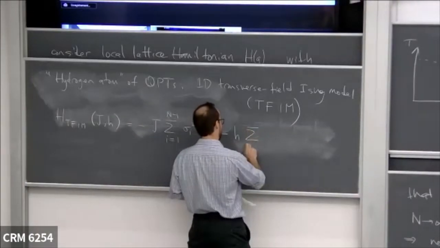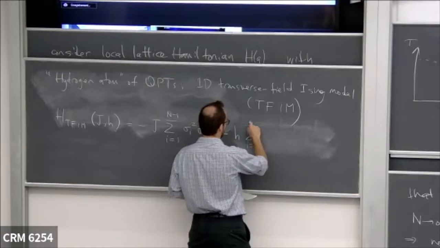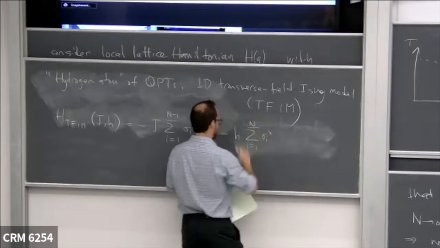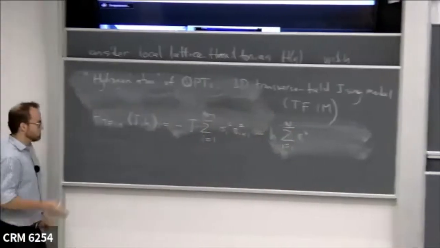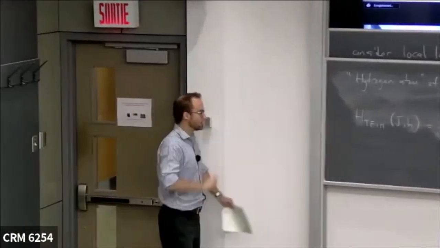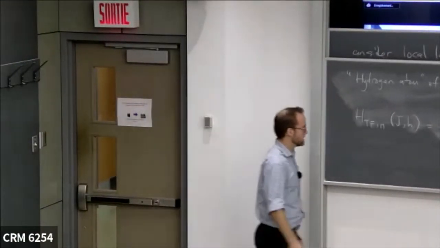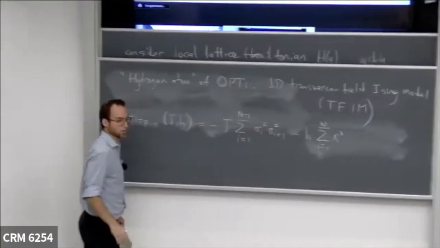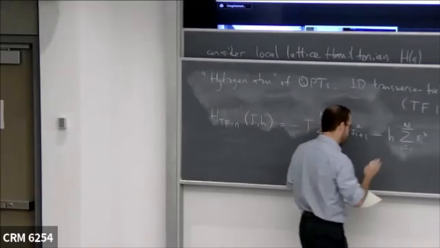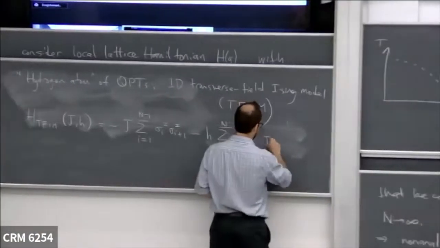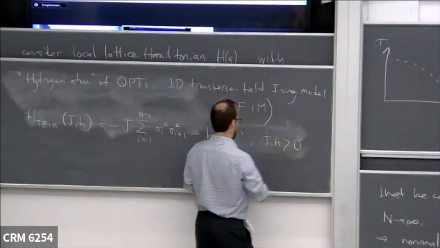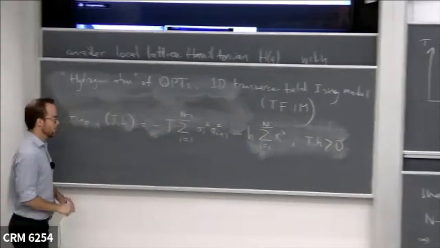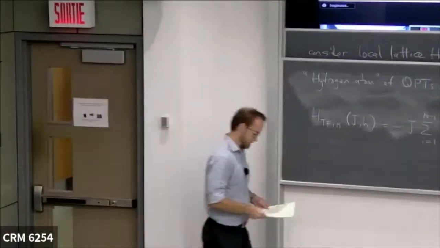But then we'll add a field here. Different from the probe field you might add to the classical Ising model, the field is in the x direction, although the interaction is in the z direction. This term now does not commute with the first term, so it's truly a quantum mechanical Hamiltonian. Without loss of generality, we'll pick these two couplings to be positive.